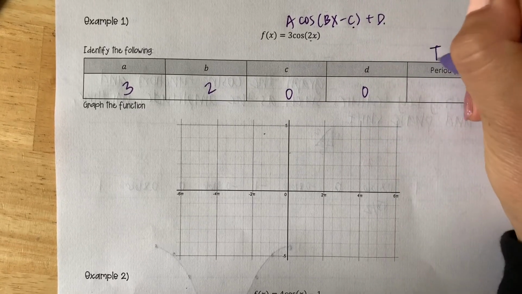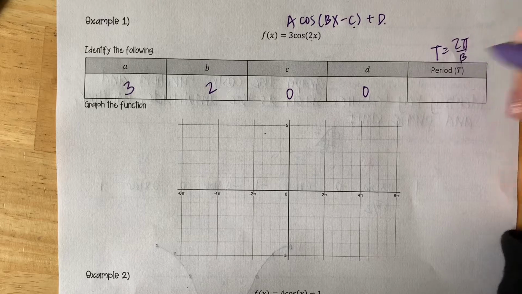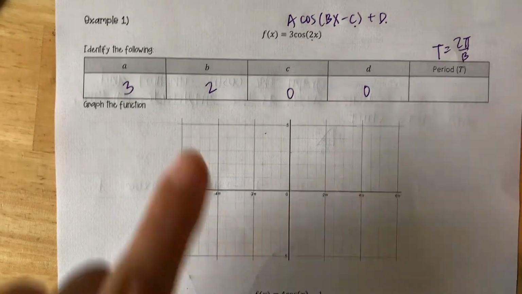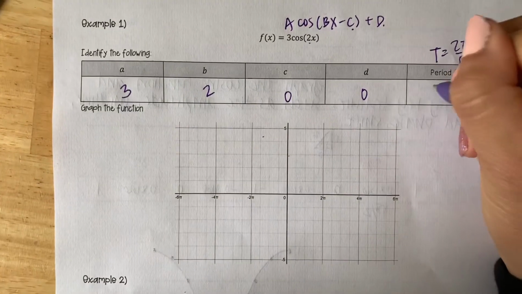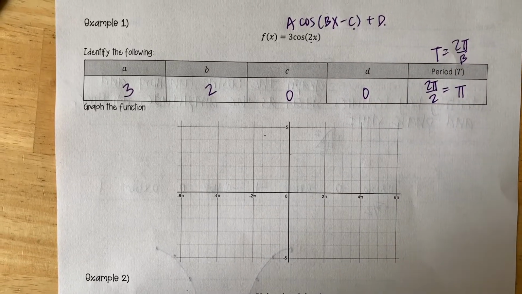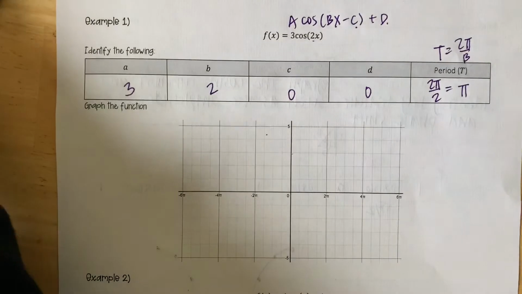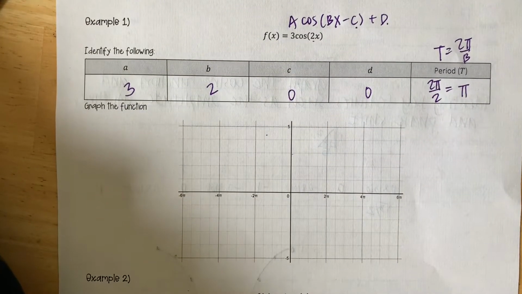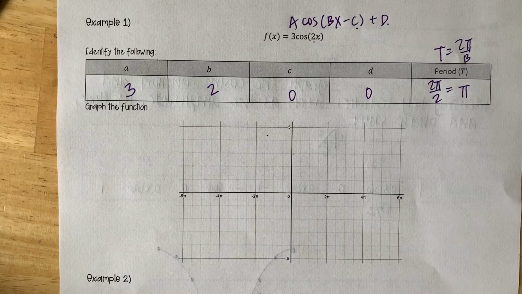To figure out the period, remember it's 2 pi over b. So we found that our b value is 2. 2 pi divided by 2 is pi. So that means that every pi, we're going to go ahead and complete one full cycle. We're going to go ahead and graph the function now.